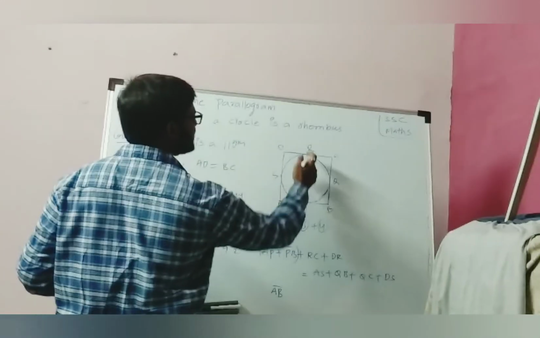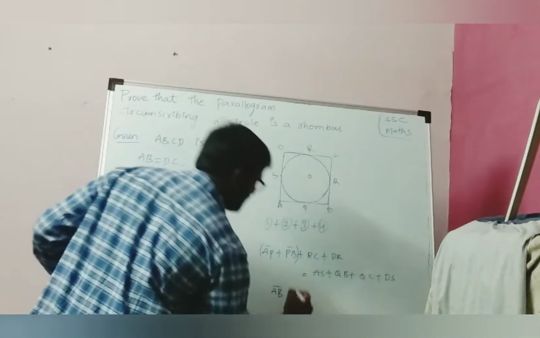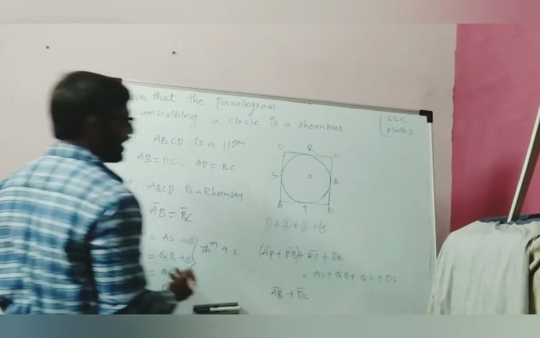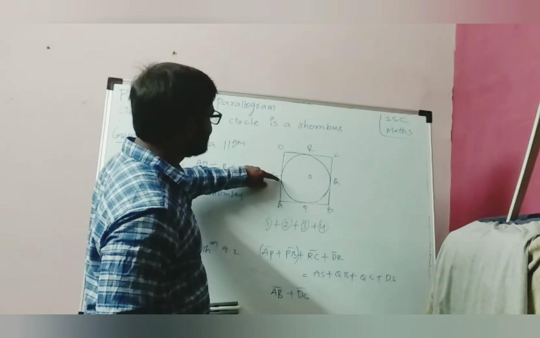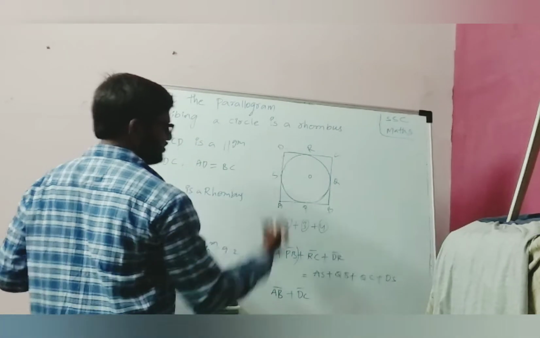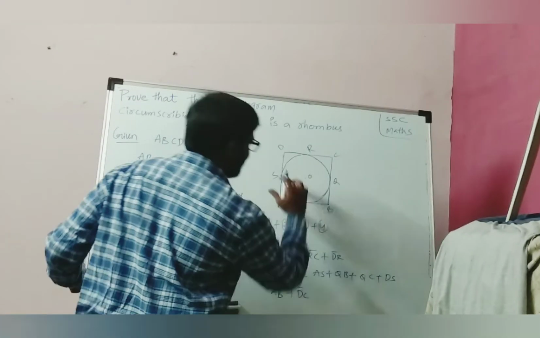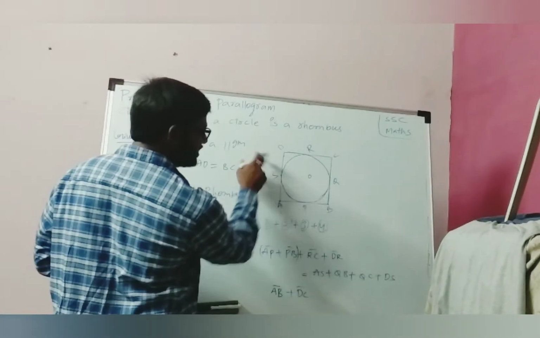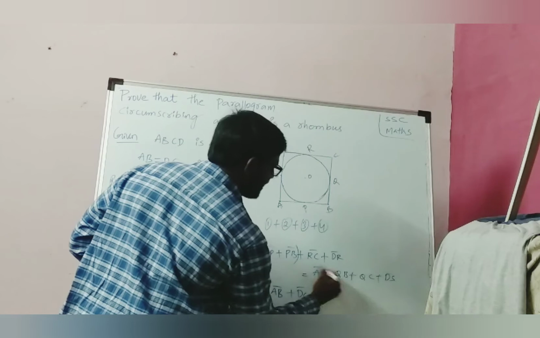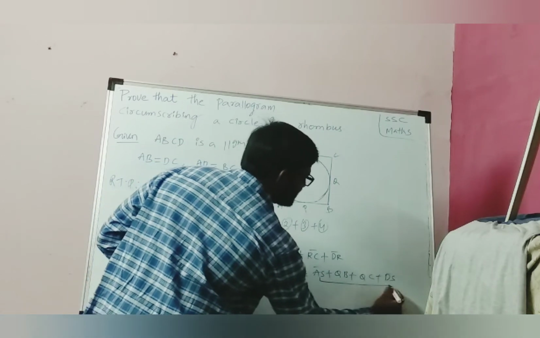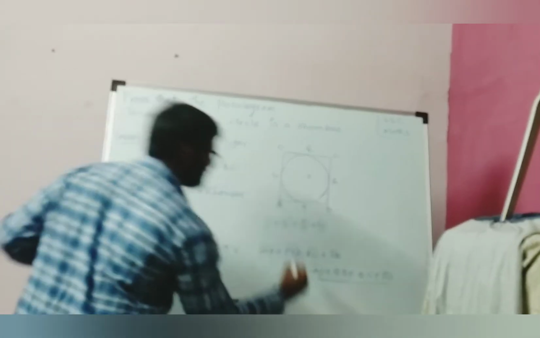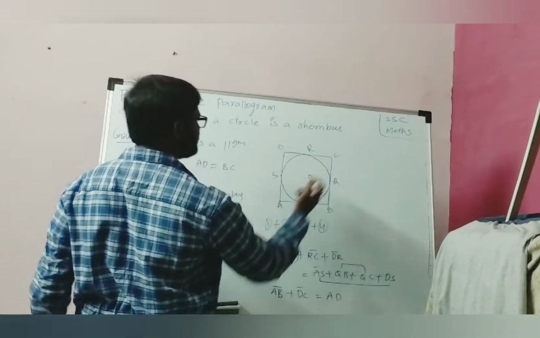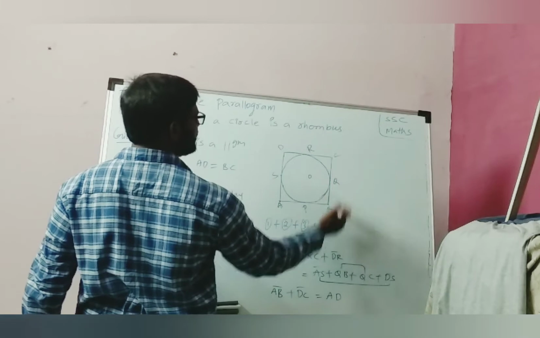Next, RC plus DR equals DC. Next, AS plus QB, if you take that, nothing we will get. But AS plus DS equals AD. And QB plus QC equals BC.